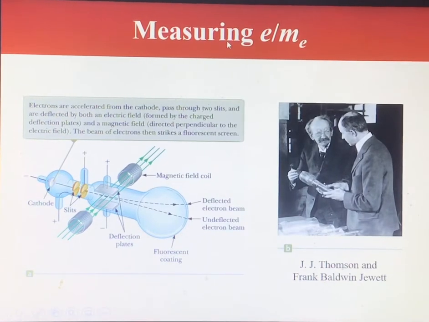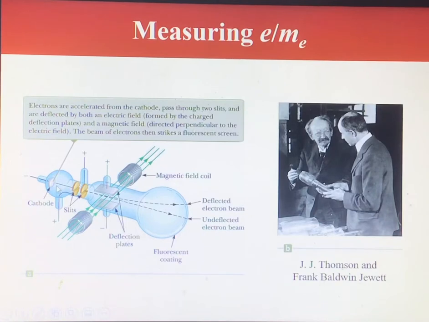So the first application that we're going to look at is the measurement of the charge to mass ratio of an electron. This was an experiment that was performed by J.J. Thomson. J.J. Thomson was a physicist who discovered the electron. So this is the equipment that he used.